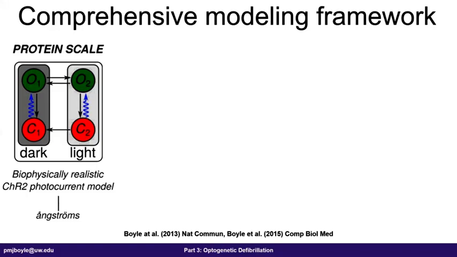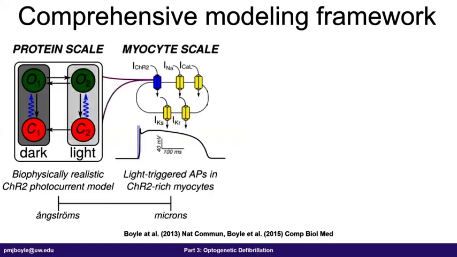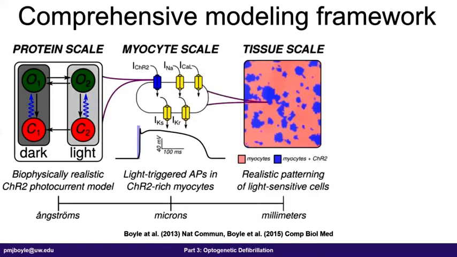So at the protein scale, we have biophysically realistic opsin models. At the cell scale, we have representation of light-triggered action potentials in myocytes expressing different levels of channelrhodopsin or other opsins. At the tissue scale, we developed new methodologies to realistically pattern light-sensitive cells that would arise from gene or cell therapy to infuse or to inscribe light sensitivity into the tissue.